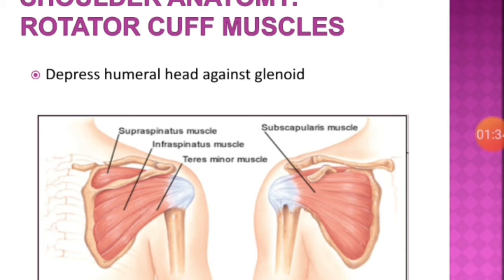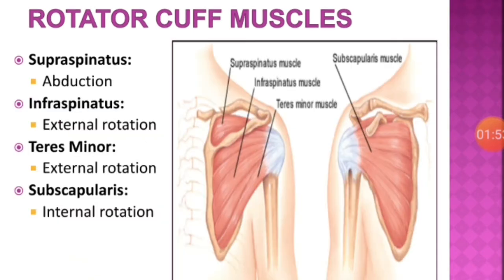The rotator cuff muscles. These are a very important group of muscles as they are the dynamic stabilizer of the shoulder joint. The main function of the rotator cuff muscle is depression of the humeral head during overhead activities. The rotator cuff muscles comprise supraspinatus, infraspinatus, teres minor and subscapularis.